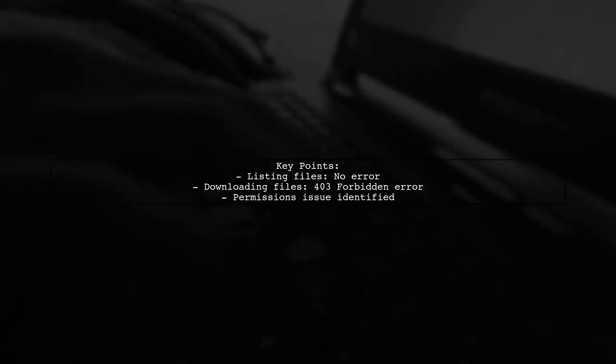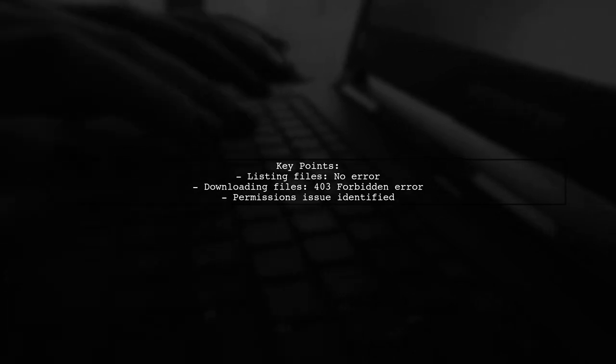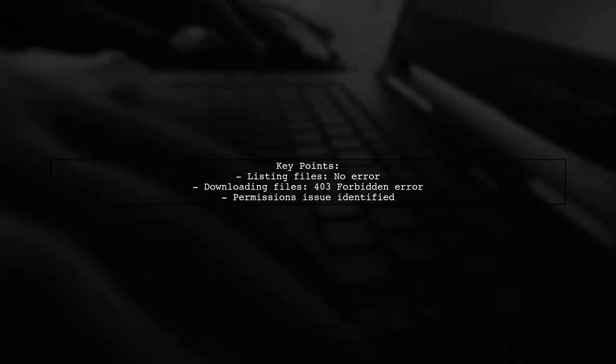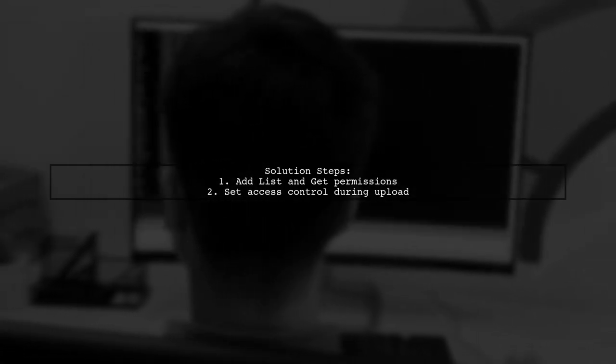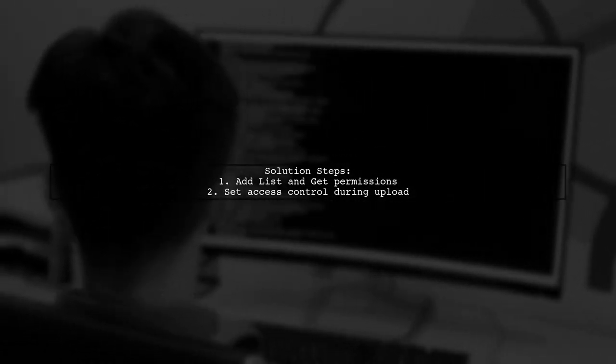The user successfully listed the files, but encountered a forbidden error when attempting to download. They realized that permissions were not sufficient for cross-account access. To resolve this, the user added list and get permissions in the bucket policy and IAM role. But this alone wasn't enough. They needed to set proper access control when uploading files.